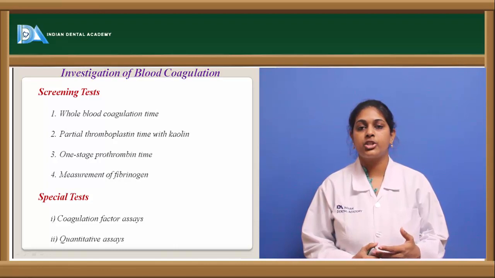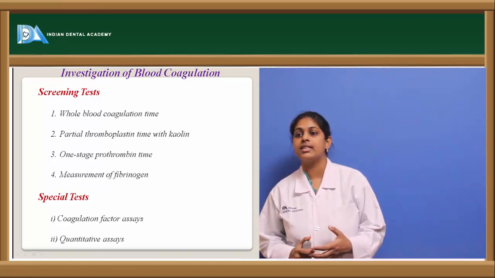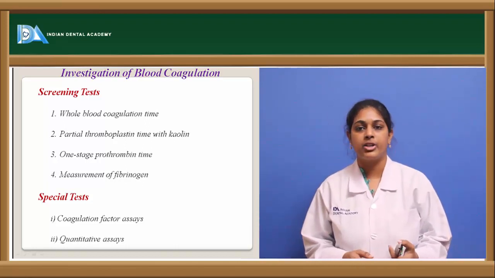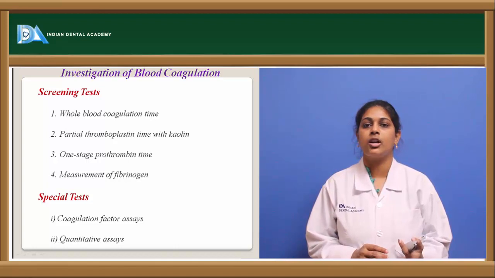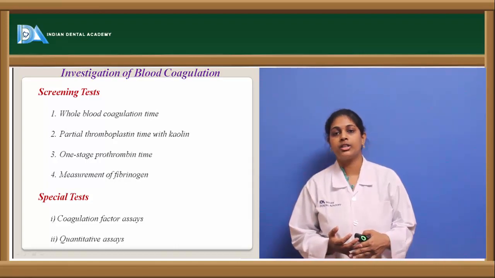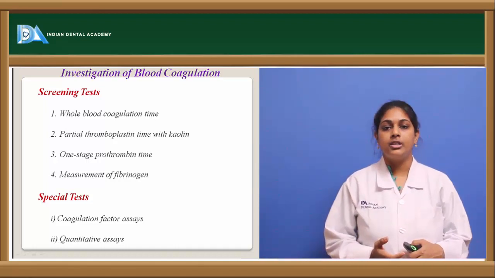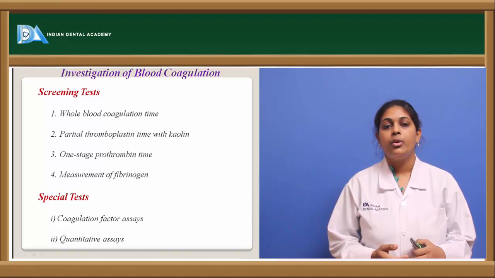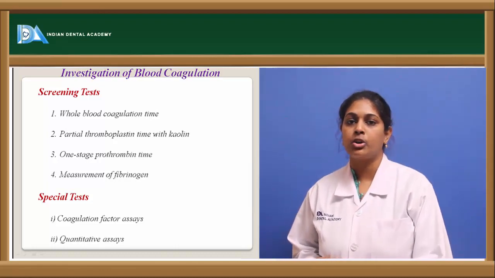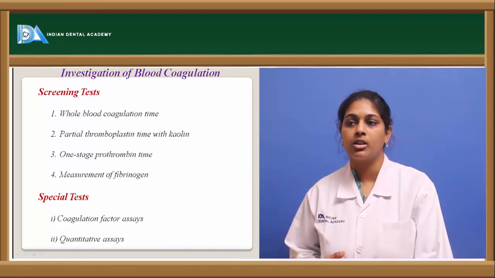Coming to the investigations of blood coagulation, they are classified into screening tests and special tests. Screening tests are to know whether the patient is suffering from a coagulation disorder, and these are: blood coagulation time is measured, as well as partial thromboplastin time, which is done with the help of kaolin, usually as an activating factor. On exposure to this kaolin, there's activation of the clotting factors.